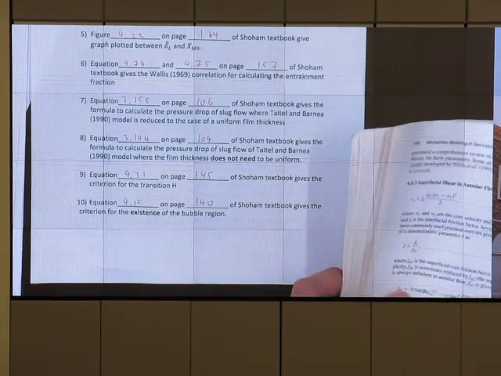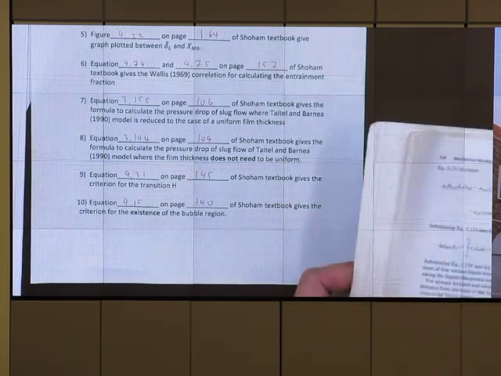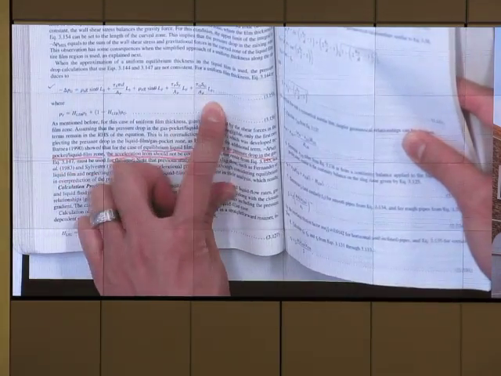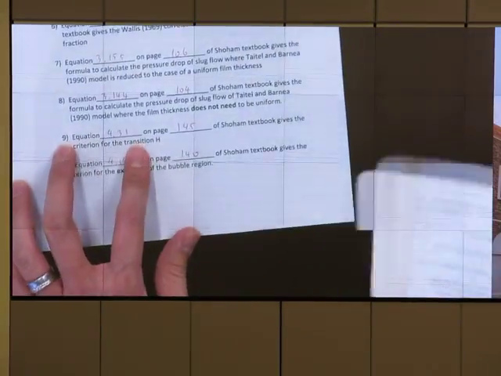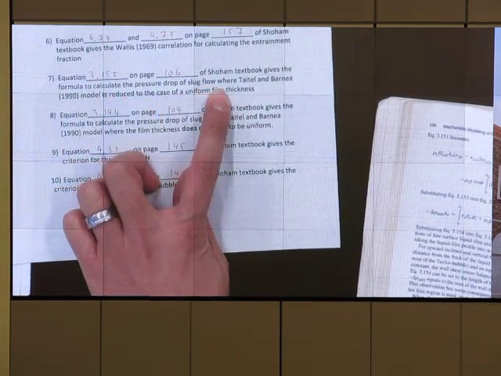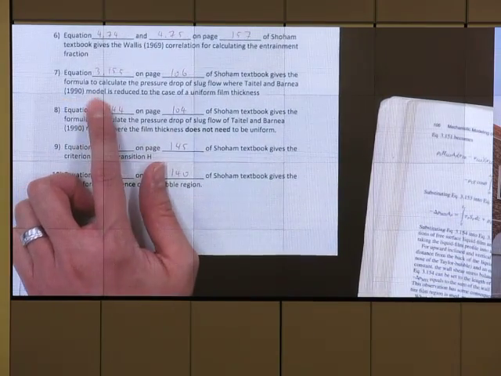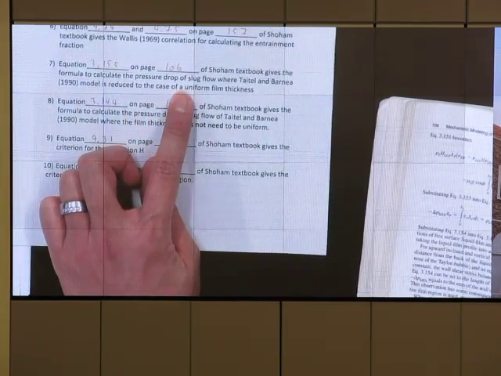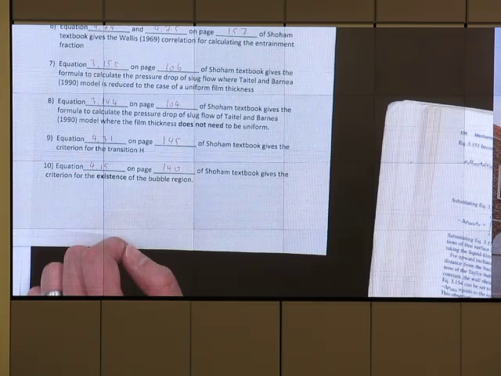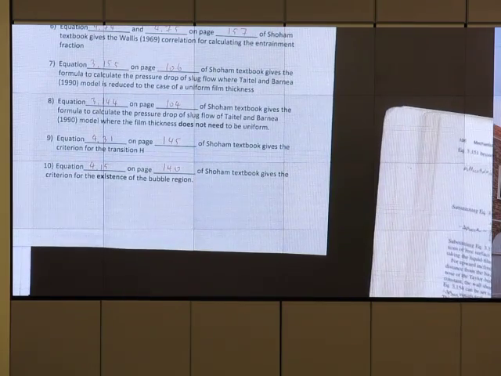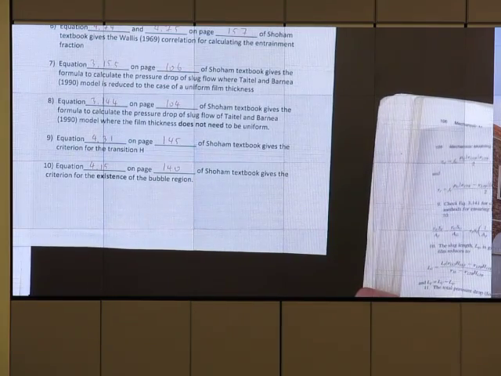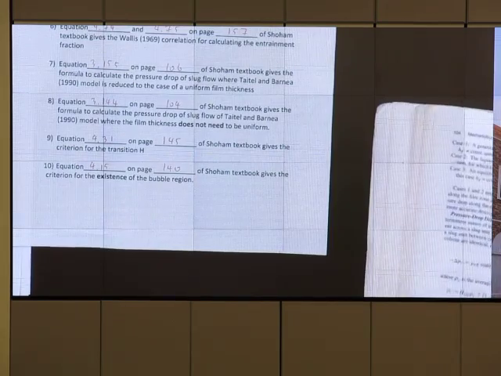That's fine. So page 106, 3.155, this one. The textbook gives the formula to calculate the pressure drop of slug flow where the Taitel and Barnea 1990 model is reduced to the case of a uniform film thickness. Yes, 108. Okay, that's fine. No problem. It is the same thing.